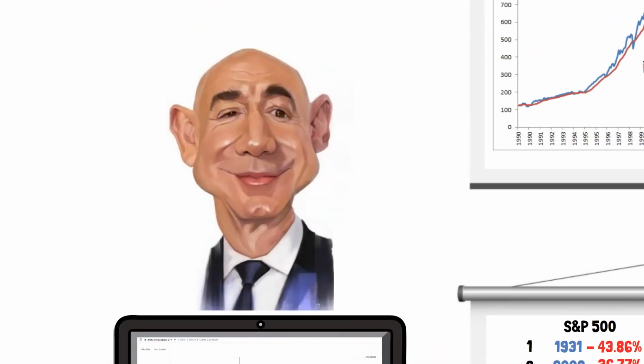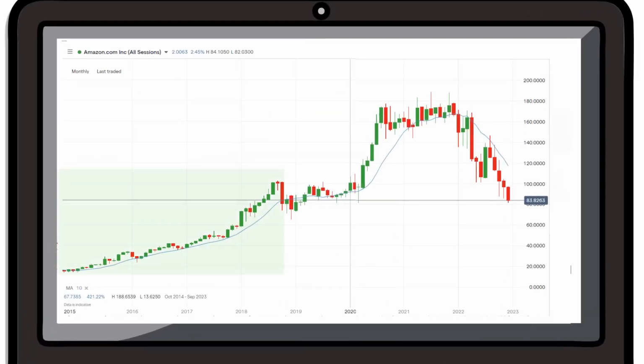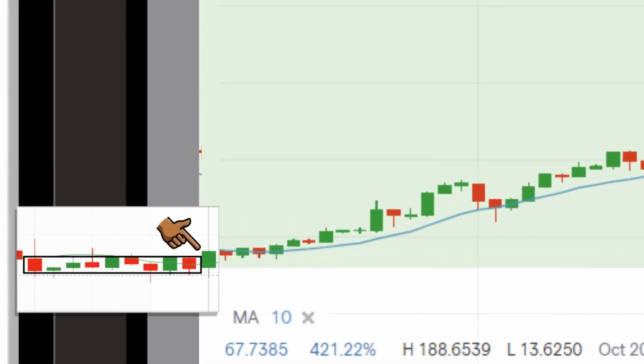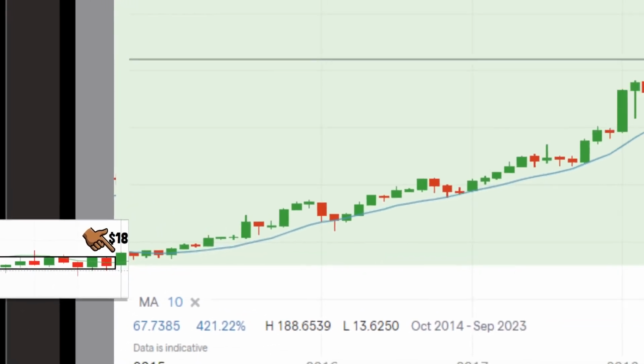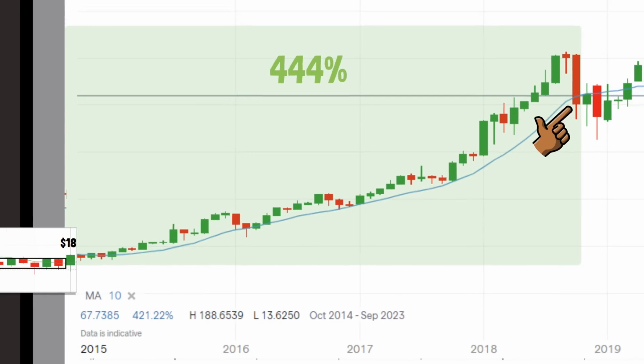How about Jeff Bezos' Amazon? We can see that from 2015 through to the end of 2019, price remained above the 10-month moving average, and in fact the beginning of 2015 saw a breakout of consolidation, rising from just under $18 per share through to $80 per share when price closed below the 10-month moving average line.